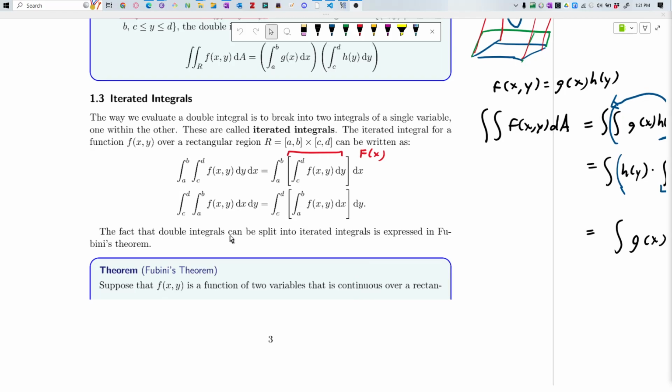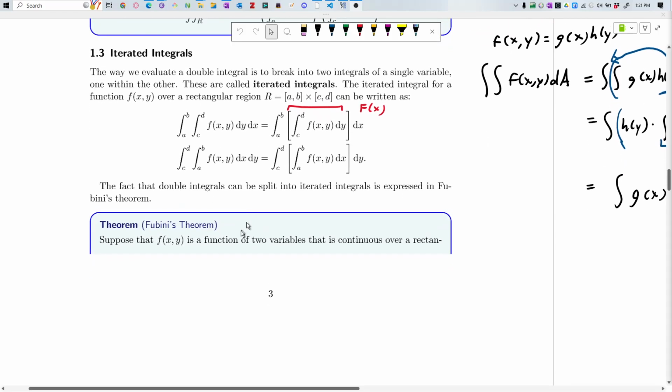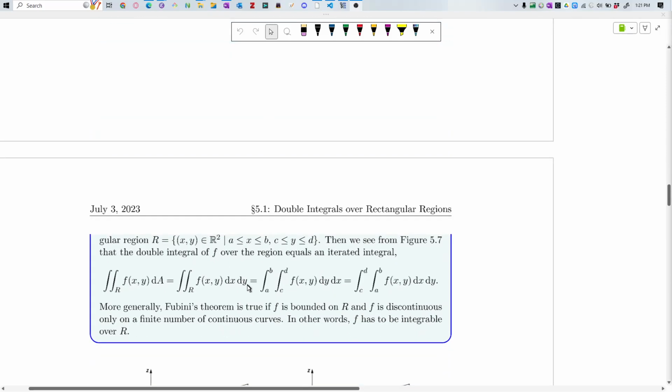I don't think I phrased that correctly, but the idea is Fubini's theorem says that a bunch of different expressions are equal to each other. Namely, this double integral, where we don't specify any bounds. You would think of this as the Riemann sum. This is the two-dimensional Riemann sum.